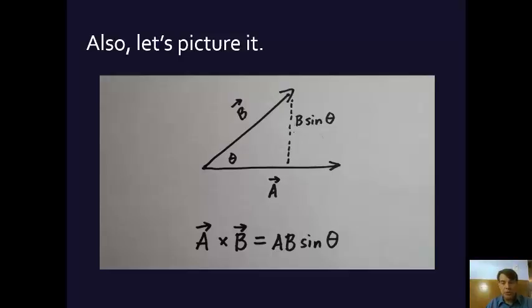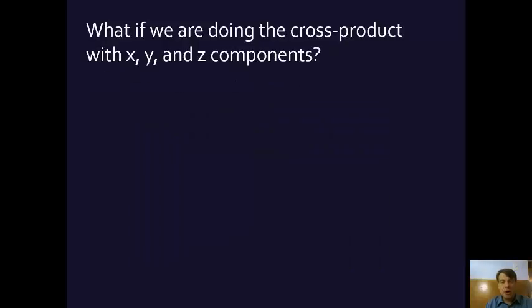We're going to start with A with our right hand, and we're going to curl around toward B, and that's going to point us in the direction of the cross product. Okay, so what if we're doing the cross product with X, Y, and Z components? Well, now it gets really tricky.